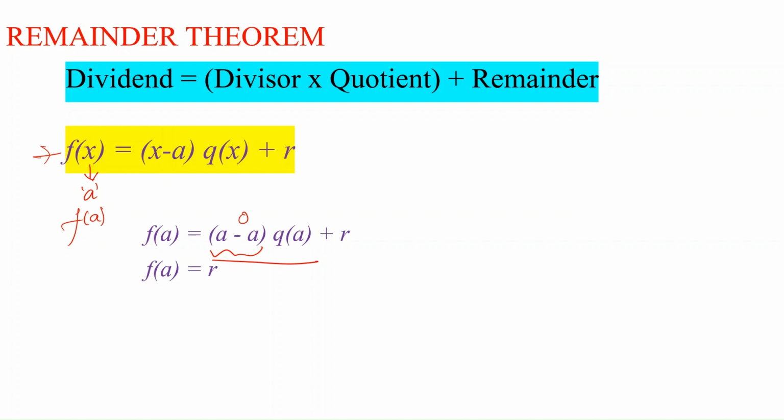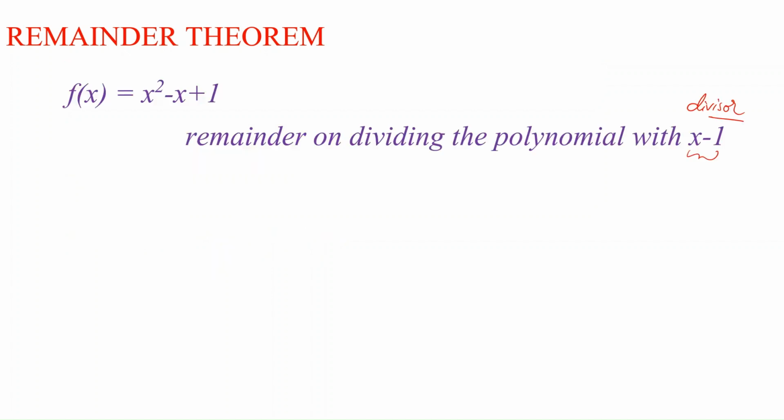We'll try to understand this theorem with the help of an example. Let us take f of x is equal to x square minus x plus 1. This is the dividend and we are trying to divide that with the help of a divisor x minus 1. First, we will try to calculate the remainder using the theorem and then validate it by performing the actual division.